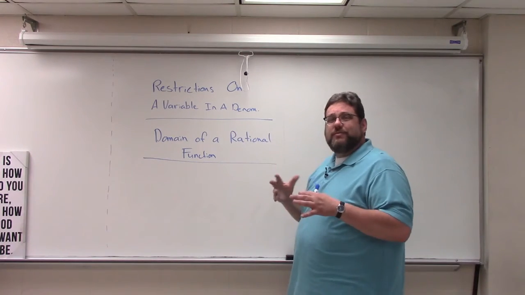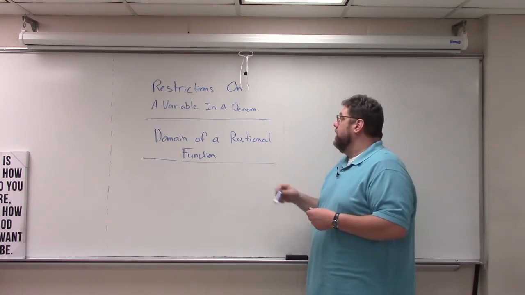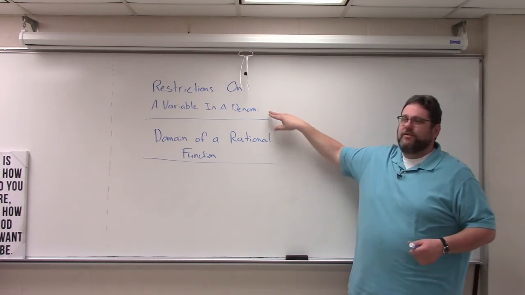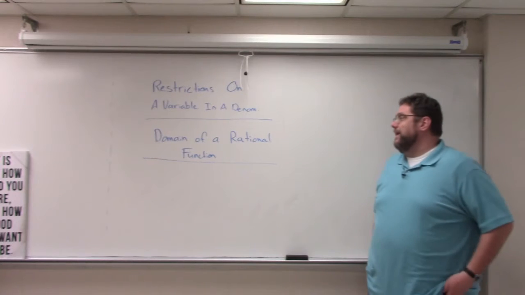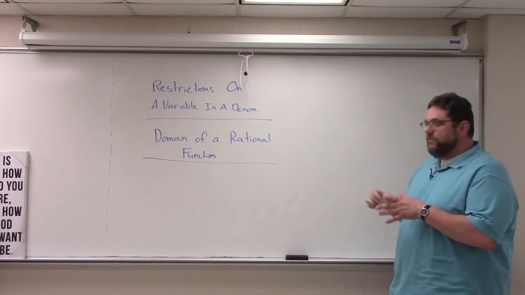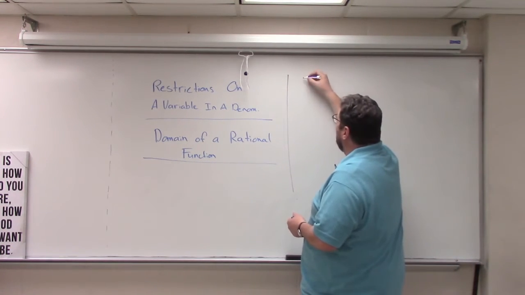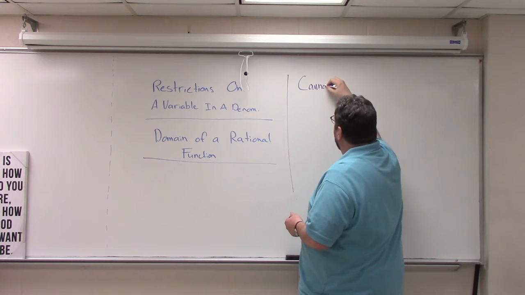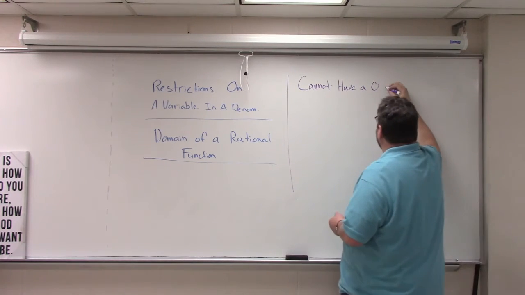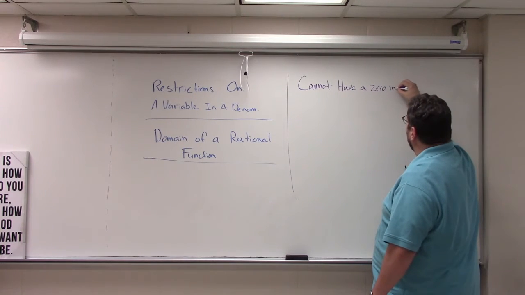But today, I want to talk about a topic here, and it's a real simple topic. There are two ways you'll be asked this. The first way is restrictions on a variable in a denominator. And the second way it'll be asked is, what is the domain of a rational function? Both of these boil down to the very same thing, and that is, you cannot have a zero in the denominator.